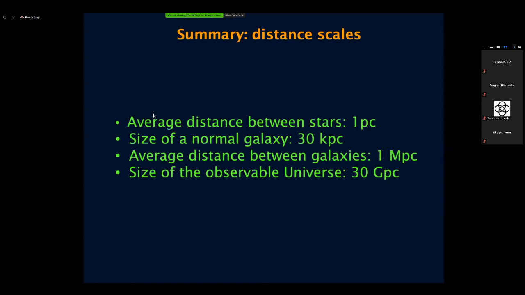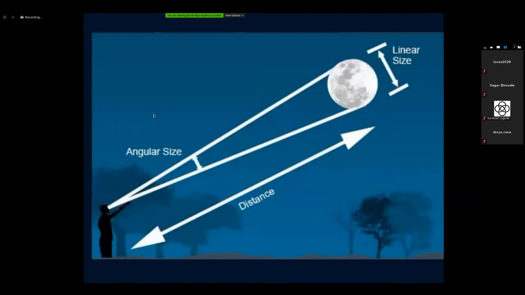The size of a normal galaxy is maybe 25, 30, 50 kiloparsecs, a kiloparsec being 1,000 parsecs. And the average distance between galaxies in the universe, and I established yesterday that galaxies are the basic building blocks of the universe, the molecules of the universe, as it were, is a megaparsec, so 1 million parsecs. Within the galaxies, there are stars, roughly a parsec away from each other, unless they're in clusters, of course. And the size of the observable universe is gigaparsecs.